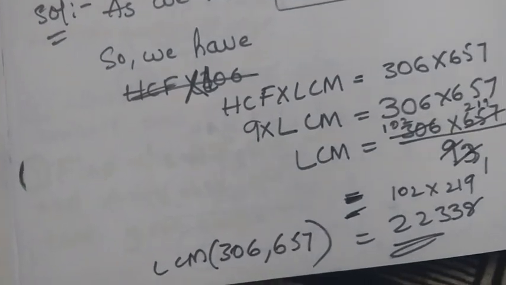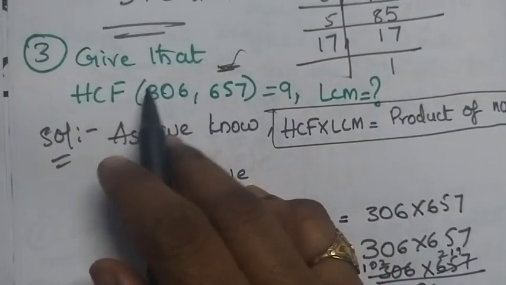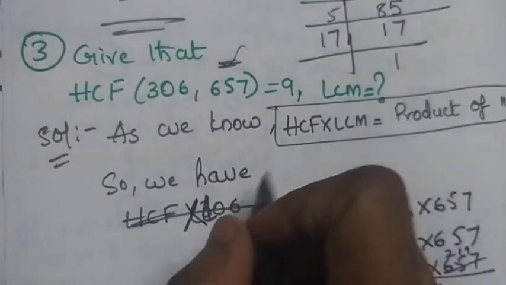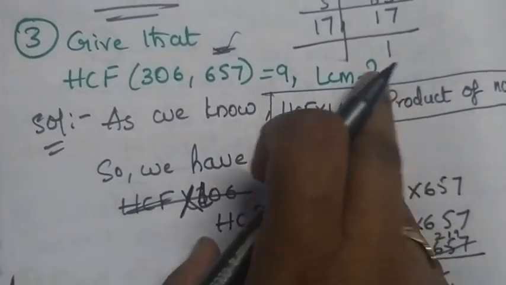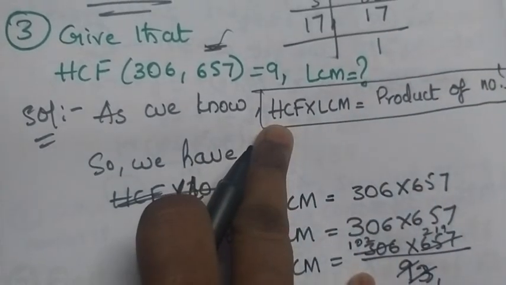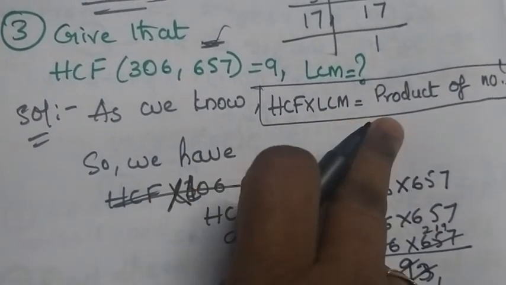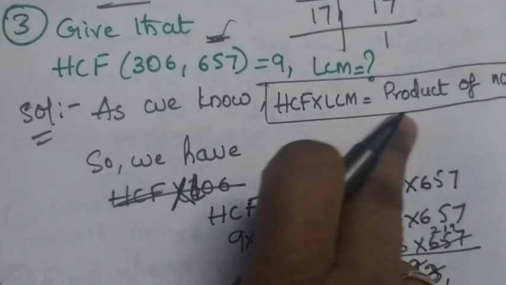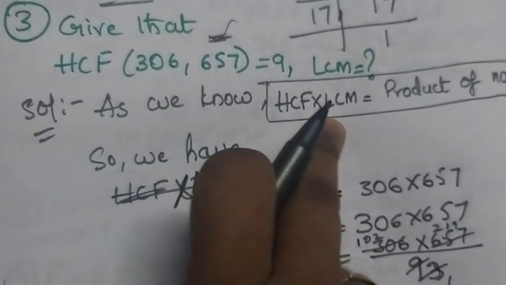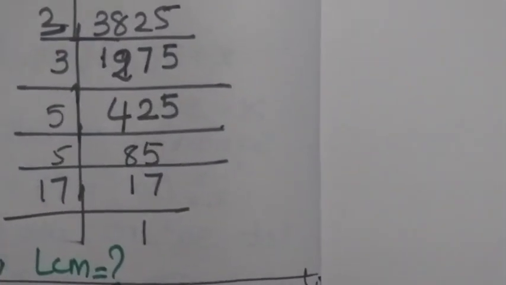So like this we have to solve, children. Whenever HCF is given, LCM we can easily find. If LCM is given, we have to find HCF. Same formula we have to write, that is HCF and LCM is equal to the product of given numbers. Okay, from this we can find LCM and HCF also. So next, what is the fourth one, children?